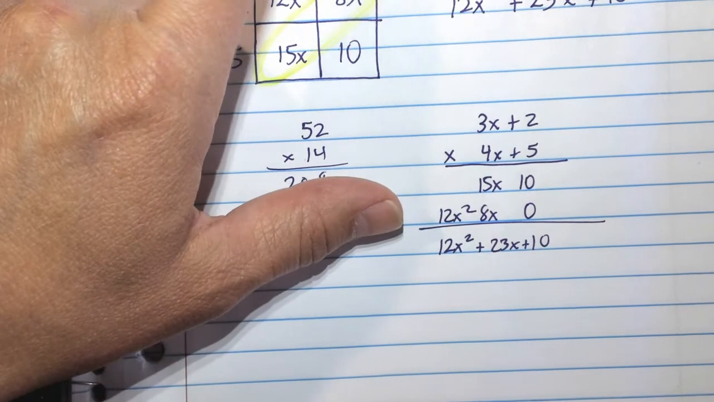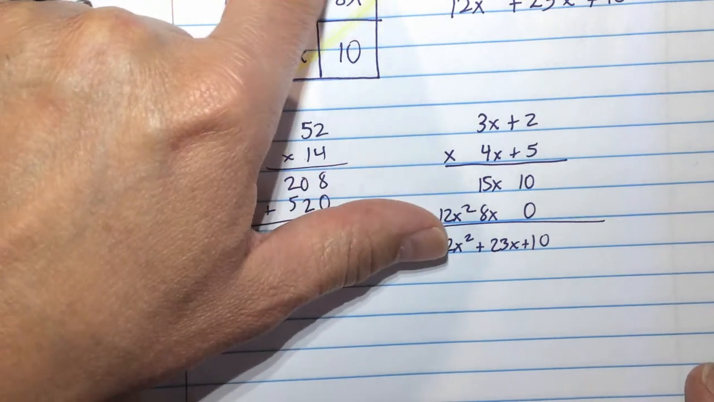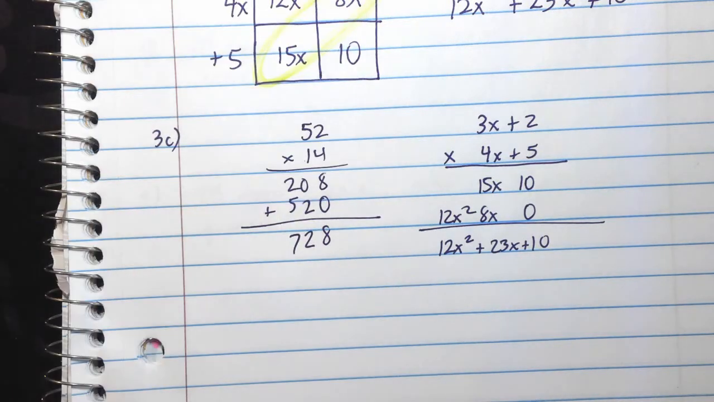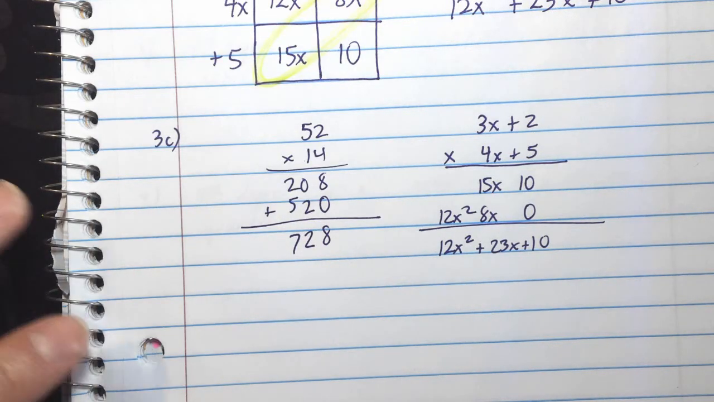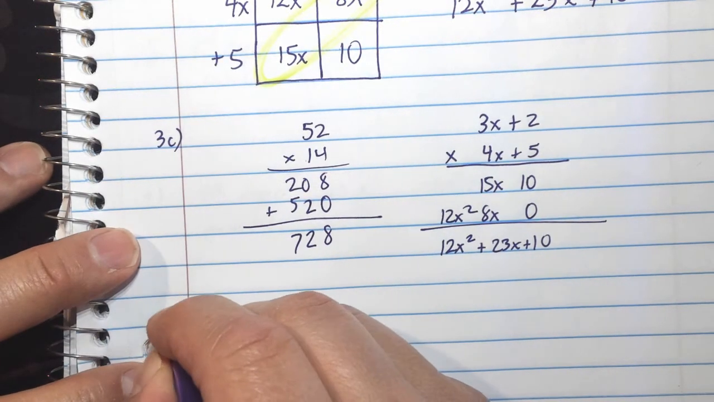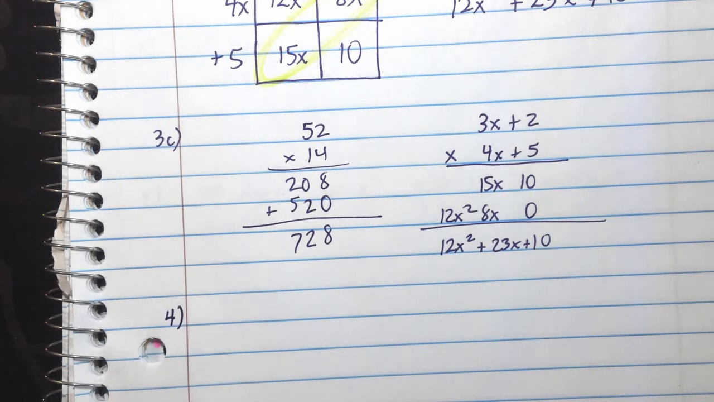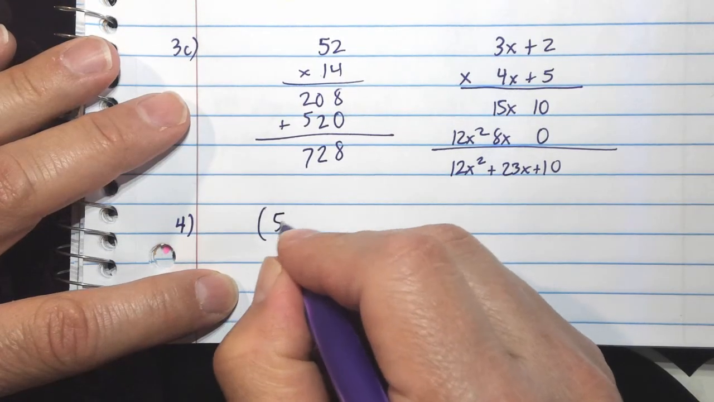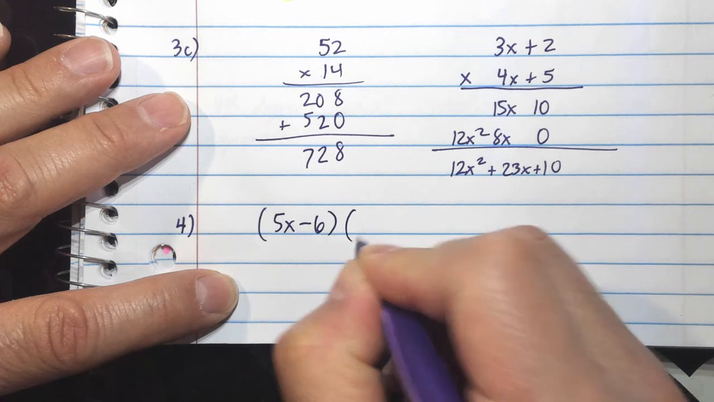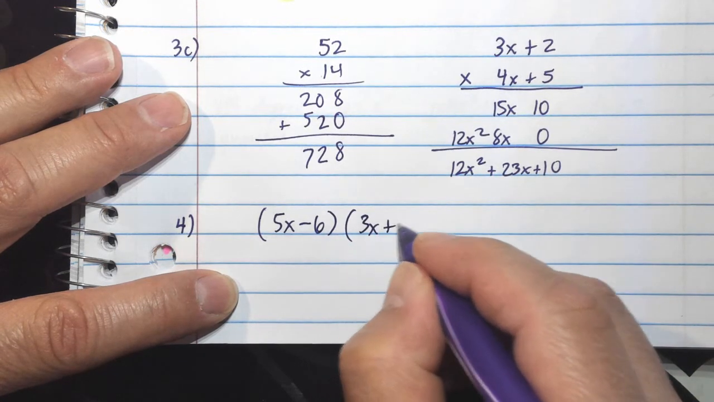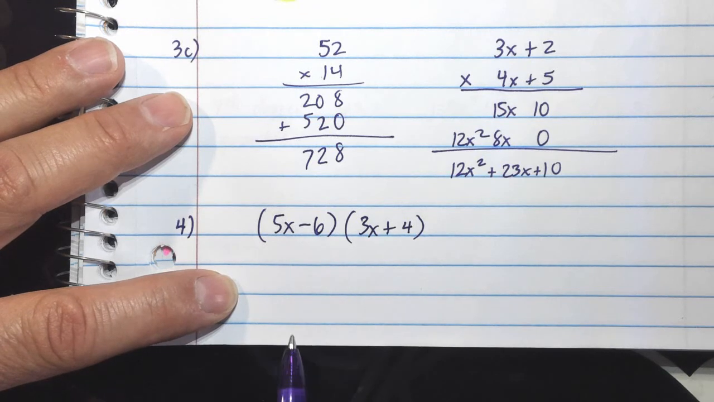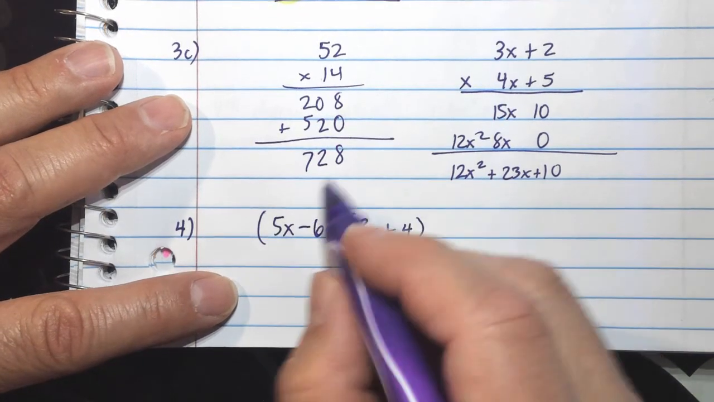Let me do one more of these problems, but with negatives, so you at least get to see negative problems in action. And then, that's it. Yeah? Okay. So let's go 5x minus 6 times 3x plus 4. It's a negative. You got to be careful when you're multiplying with negatives.